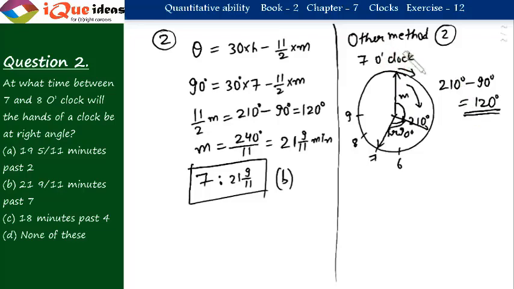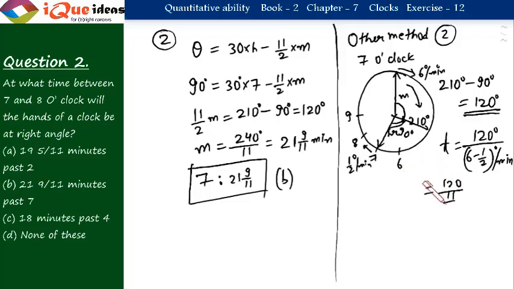All right, we already know the speeds of the minute hand and hour hand. Speed of the minute hand is 6 degrees per minute, and speed of the hour hand in this direction would be half a degree per minute. So the time taken would be the distance, 120 degrees, divided by 6 minus half, the relative speed, because they are in the same direction. So it is 120 divided by 11 by 2, which is 240 by 11, which is 21 9 by 11 minutes. And the moment would be 7:21 9 by 11, and hence option B.